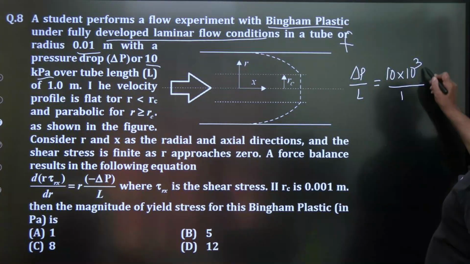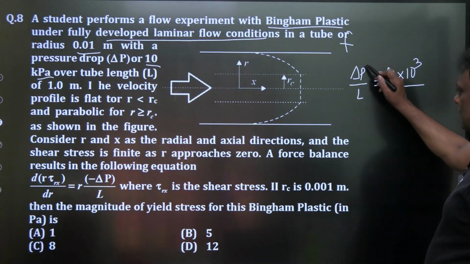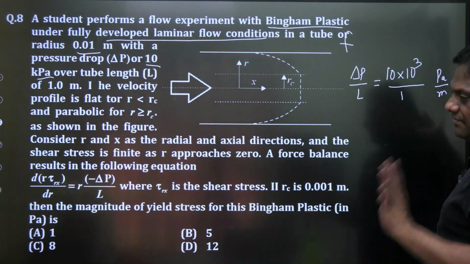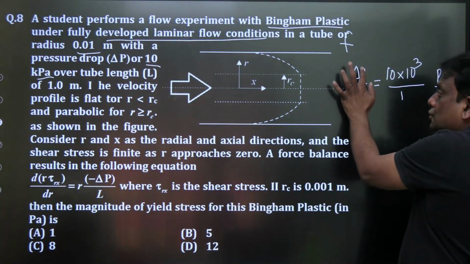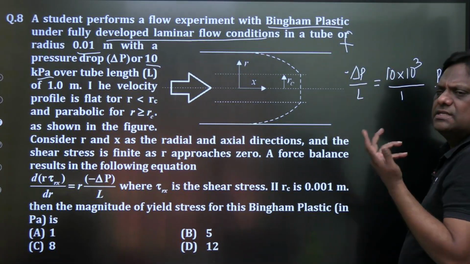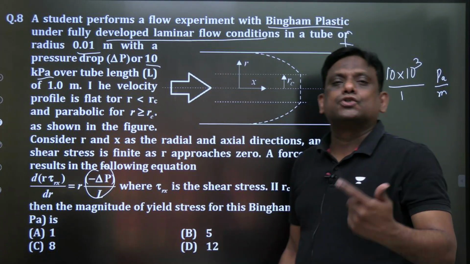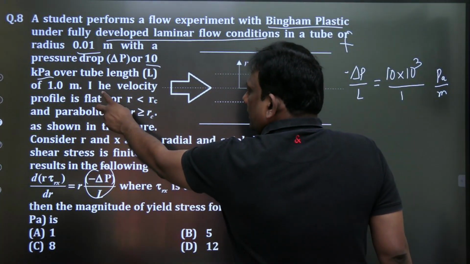What is the unit of this? This is Newton per meter square divided by meter. Newton per meter square is Pascal, so this can be written as Pascal per meter. That is given. Actually it is a drop, which is actually minus, so I'll write it as minus because it is a drop. No problem at all. So directly it is given as minus dou p; minus indicates drop.